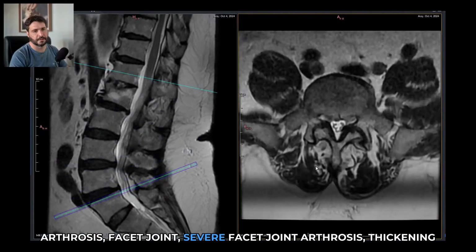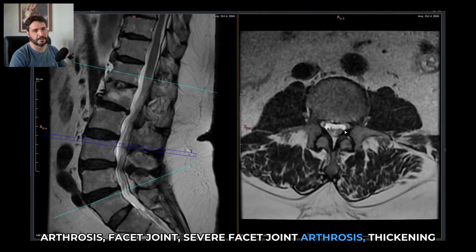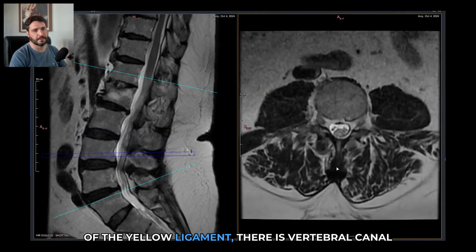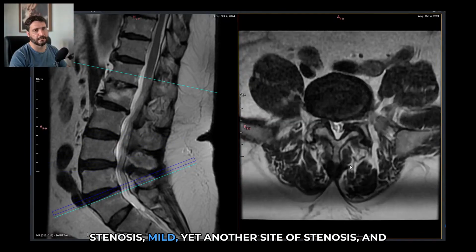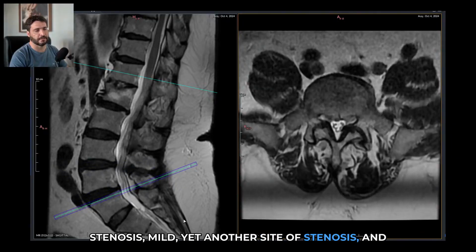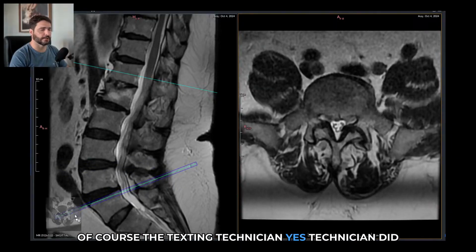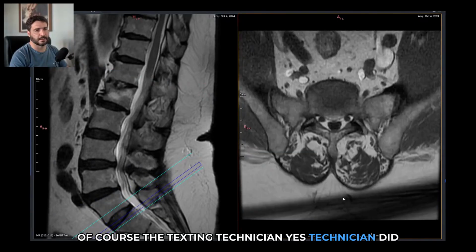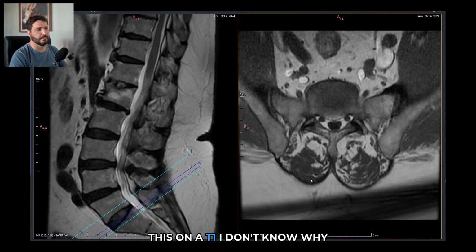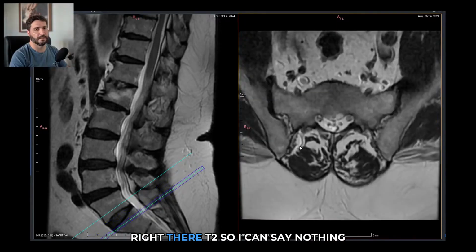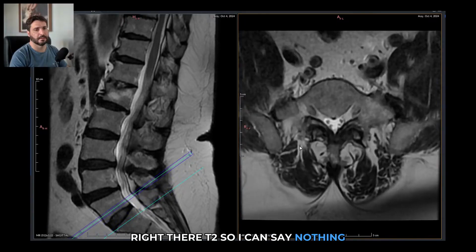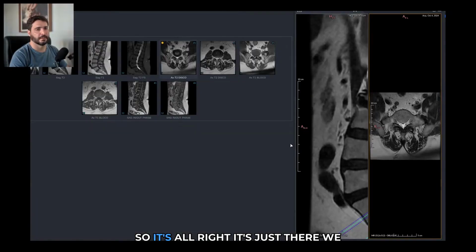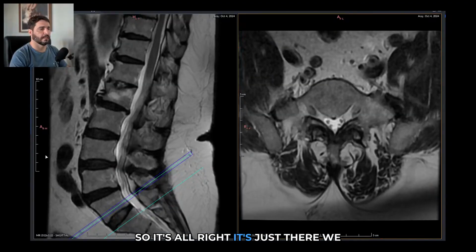Arthrosis, facet joint, severe facet joint arthrosis, thickening of the yellow ligament. There is vertebral canal stenosis, mild, yet another site of stenosis, and of course the technician, yes, the technician did this on a T1. I don't know why. And there is a T2 right there. T2. So I can say nothing. So it's all right.